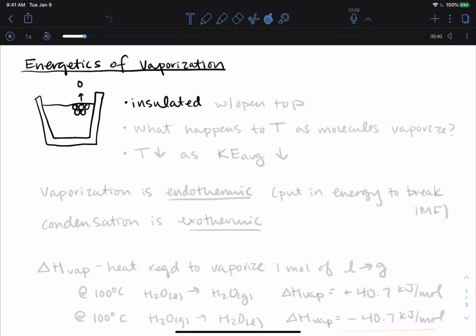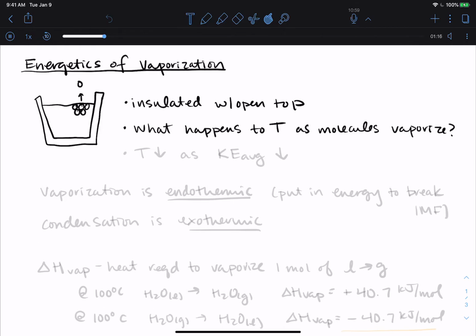So this is going to be some insulated container with an open top. And my question is, what happens to the temperature as the molecules vaporize? So you could stop the video if you want to take a minute, although I know some of this is going to be kind of popped up on the screen.